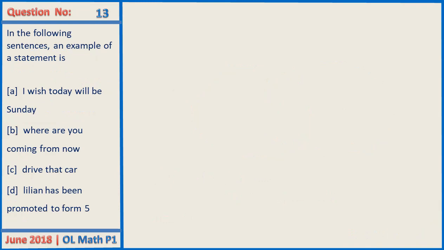Question 13. In the following sentences, an example of a statement is... So let us analyze them one at a time. The first one is, I wish today will be Sunday. Here, nothing is linked to Sunday, no day is linked to Sunday, so it's not a statement. B, where are you coming from? Who is coming from where is unclear, so it's not a statement. Then, drive that car. Here, no one is linked to an unknown car, so it's not a statement.